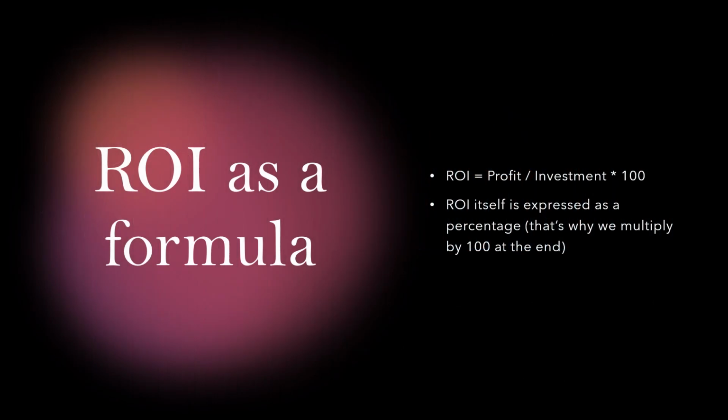ROI is presented and used as a formula. So I wanted to touch base on what that formula is and how we calculate it. Your ROI formula is: ROI, or return on investment, equals profit divided by investment times 100. The ROI itself is expressed as a percentage, so that's why we multiply by 100 at the end of that formula.